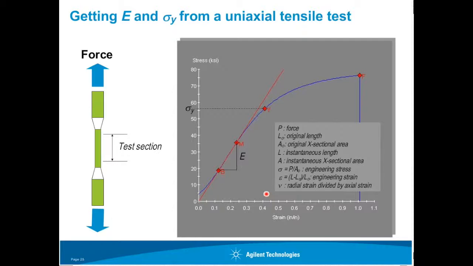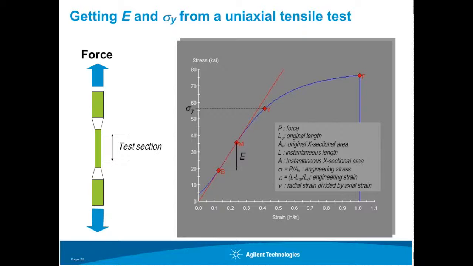A final benefit of this kind of test is that it also allows you to get at the Poisson's ratio, which is another elastic property of the material. For an isotropic material, the Young's modulus and the Poisson's ratio completely define the elastic behavior of the material. And there are other definitions of modulus that you can derive from that, but for an isotropic material, Young's modulus and Poisson's ratio are a complete characterization of the material.